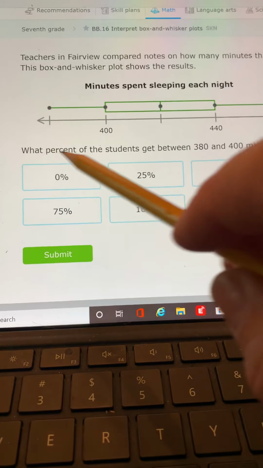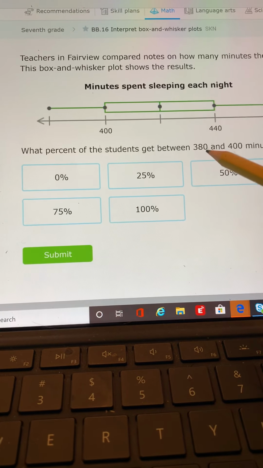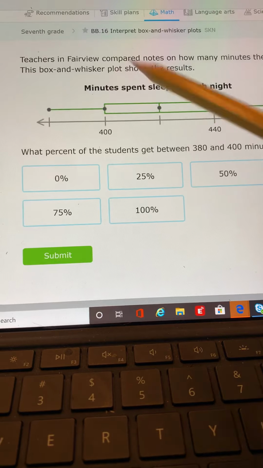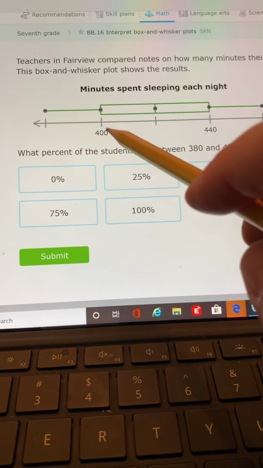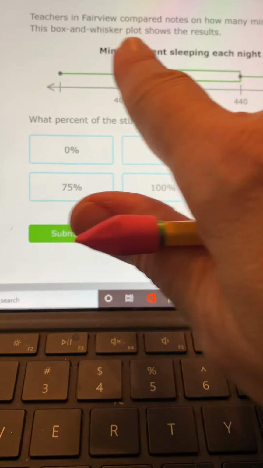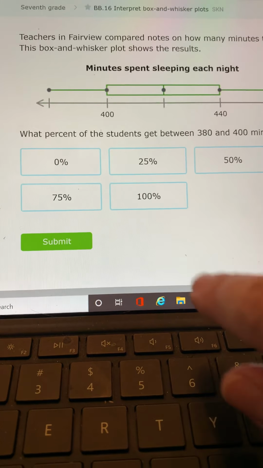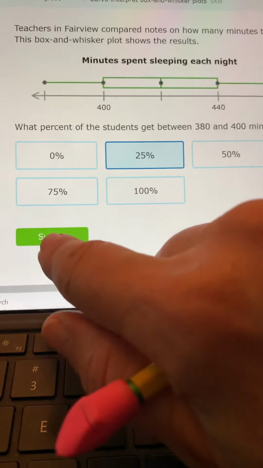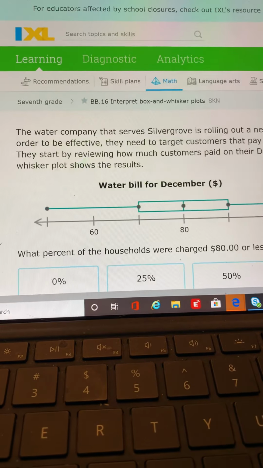All right, so what percent based on this box and whisker is between 380 and 400? So that's 380 and this is 400. So it's broken into quartiles, guys. This is with the first quarter, second quarter, third quarter, fourth quarter. So it's gonna be 25%, okay?